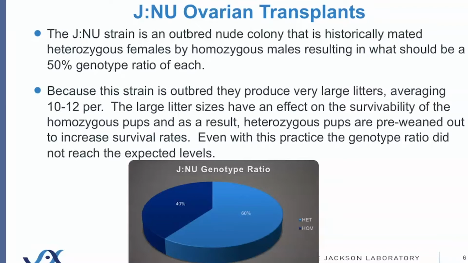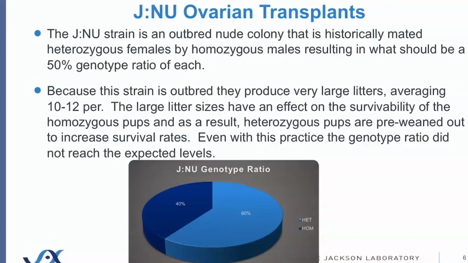product. But because this strain is outbred, they produce very large litters, which are between 10 and 12. And the larger litter sizes do have an effect on the survivability of the homs. They're more fragile than the heterozygous, they're nude.